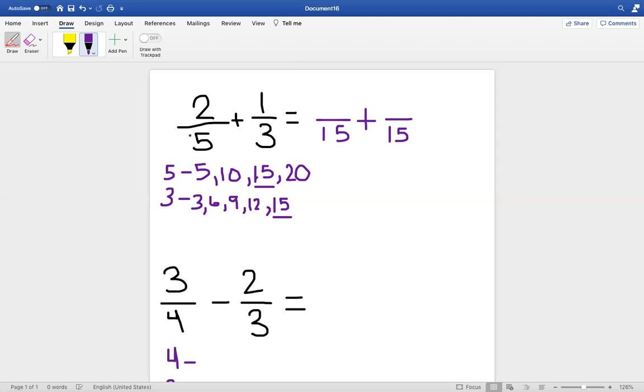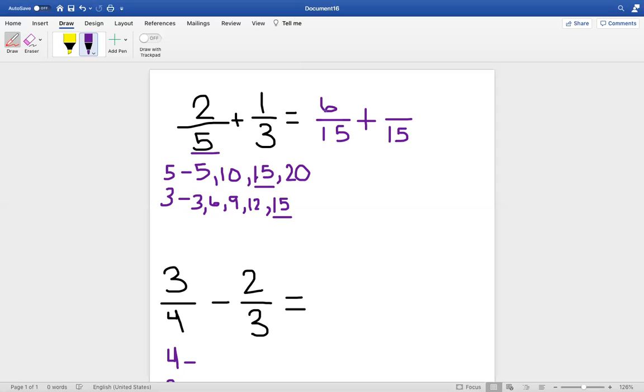So we have to ask ourselves, how did we get from 5 to 15? We multiplied by 3. So whatever we do to the bottom, we must do to the top. So we'll multiply 2 times 3 and get 6. So 2/5 and 6/15 are equivalent fractions.